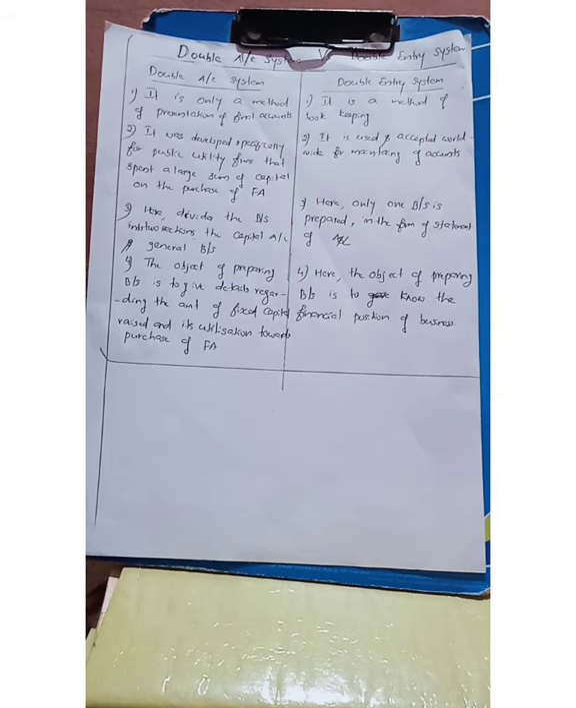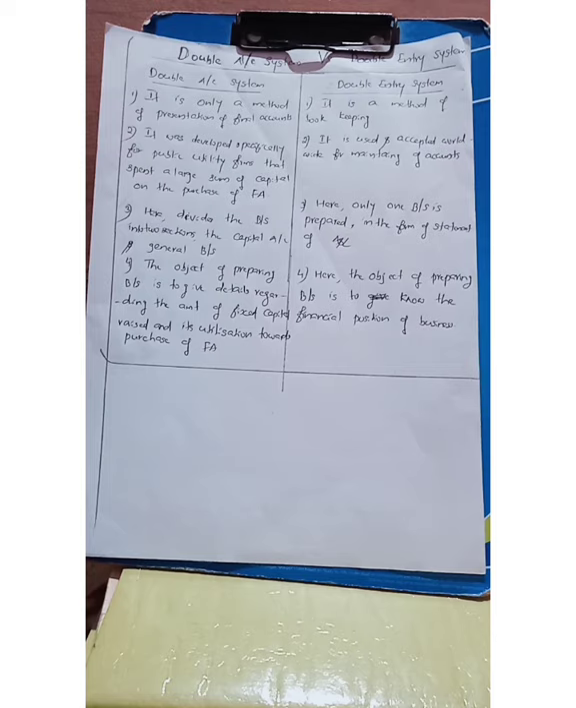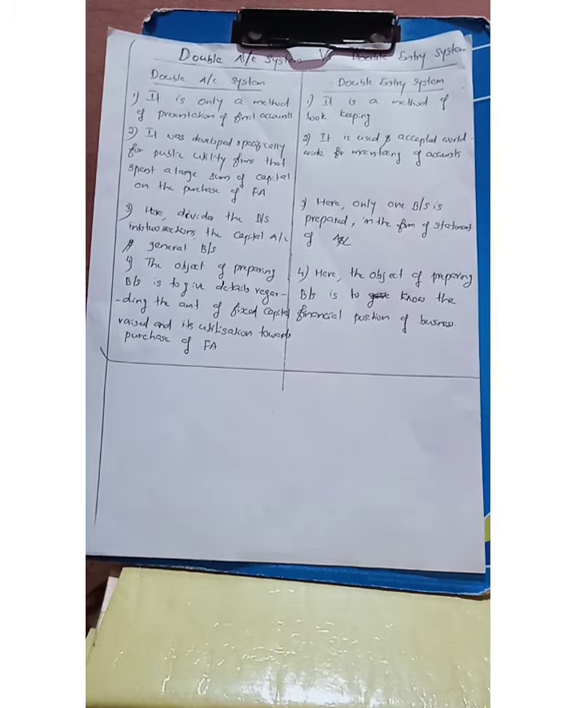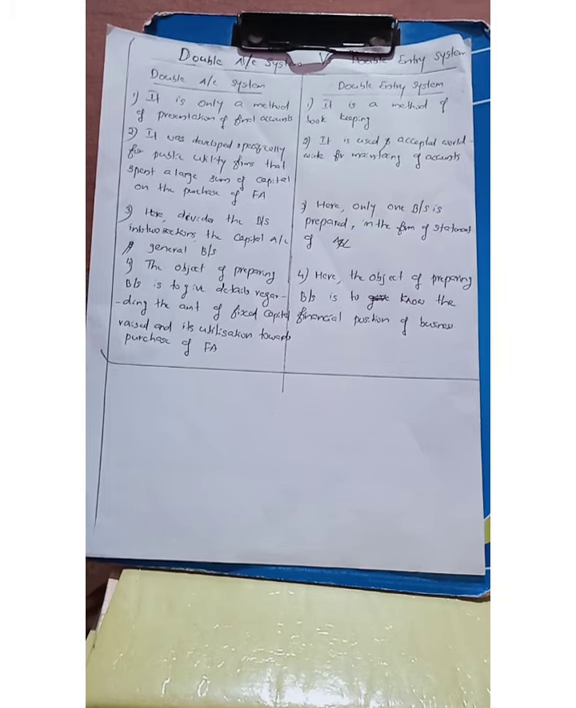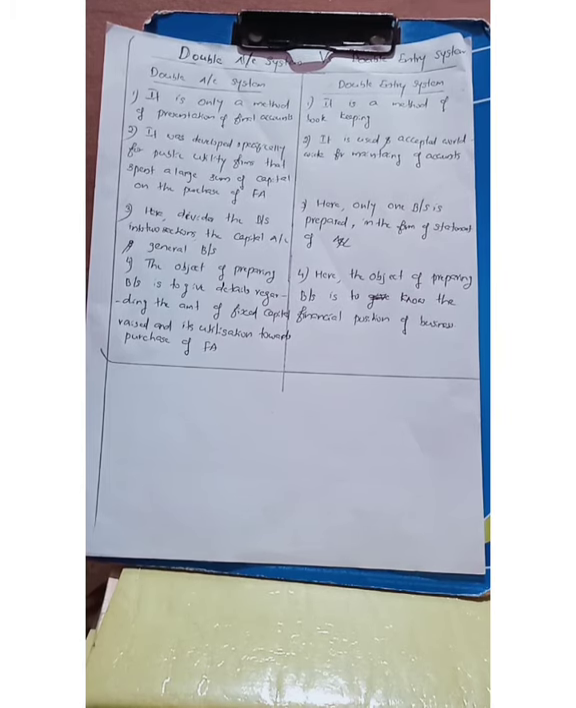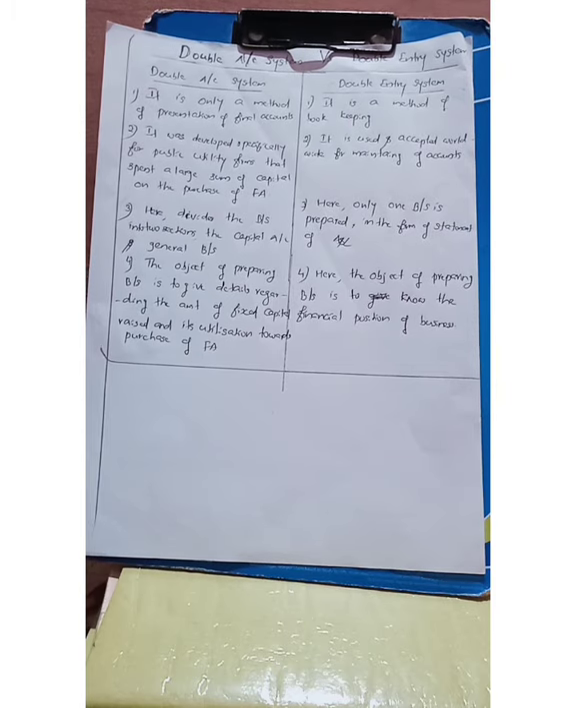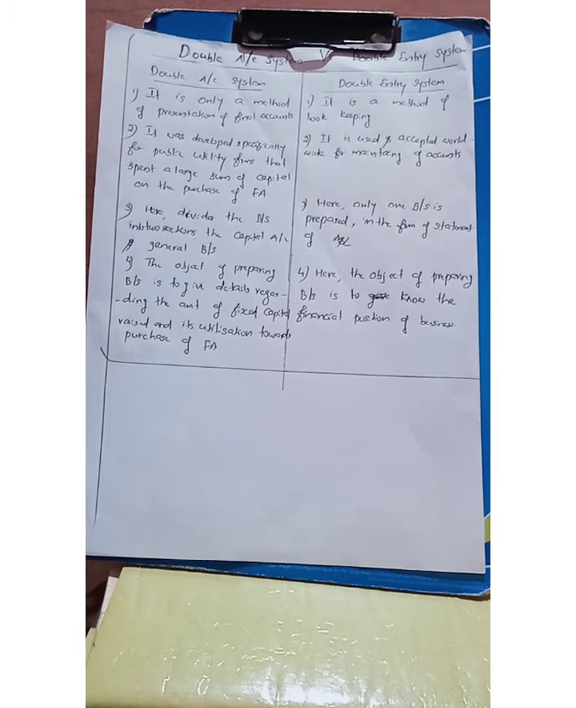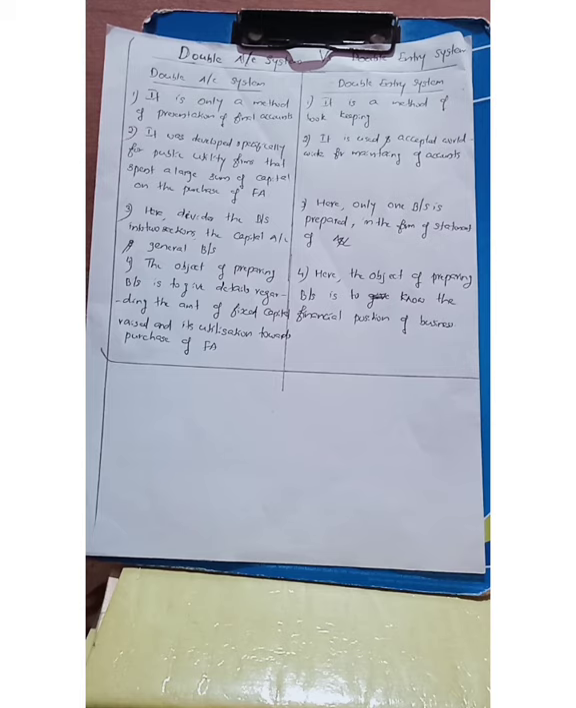Then next is the objective. The object of preparing the balance sheet under the double account system is to give details regarding the amount of fixed capital raised and its utilization towards the purchase of fixed assets. That is, the main object is to know the sources of raising fixed capital and how it is used for the purchase of fixed assets. But under the double entry system, the main object of preparing the balance sheet is to know the financial position of a business concern. So these are some of the differences between the double account system and the double entry system.